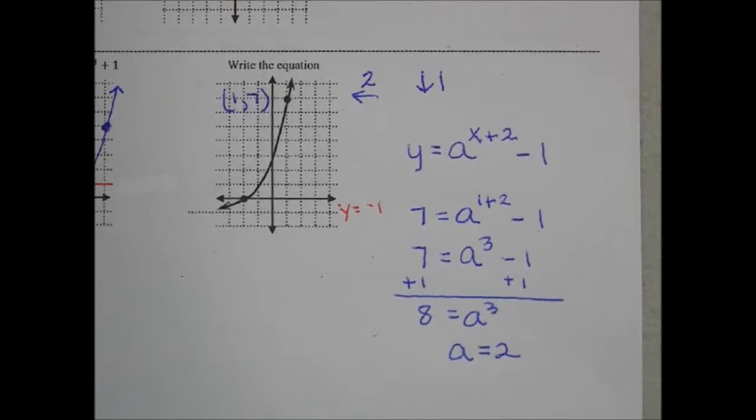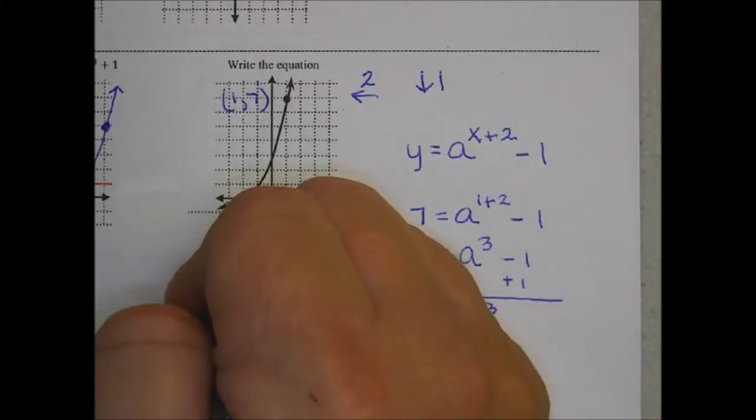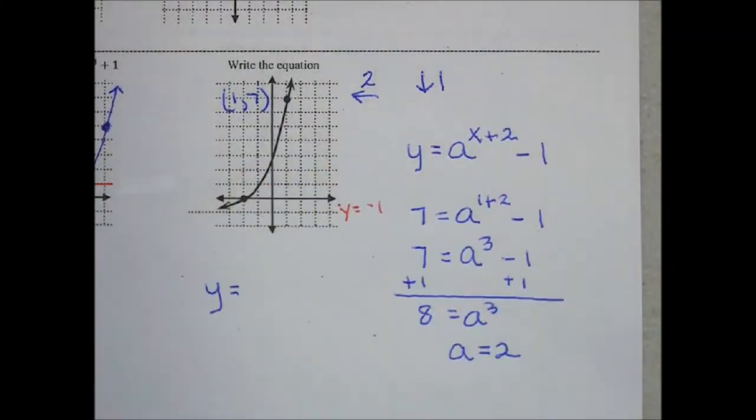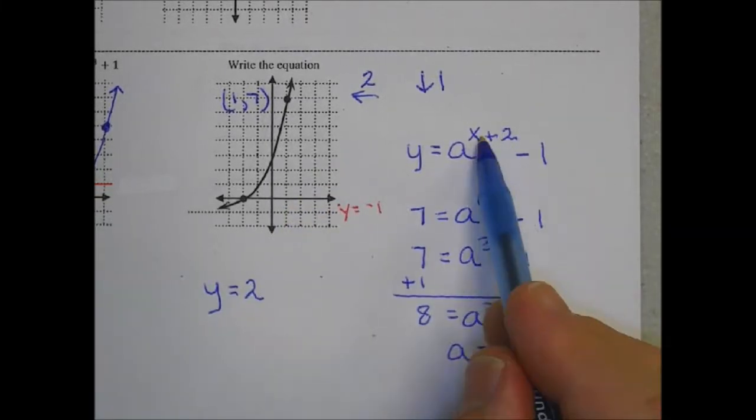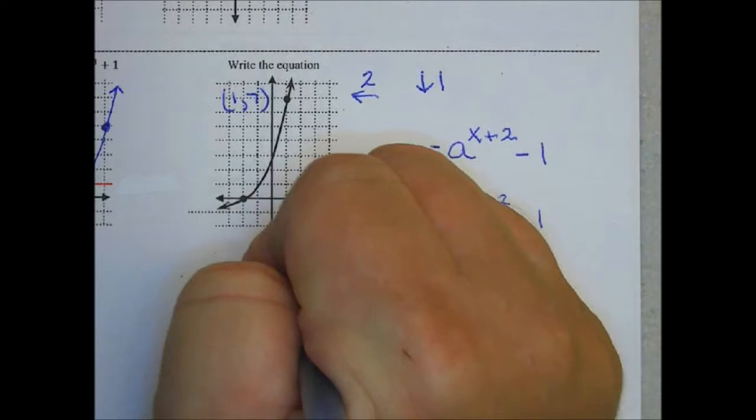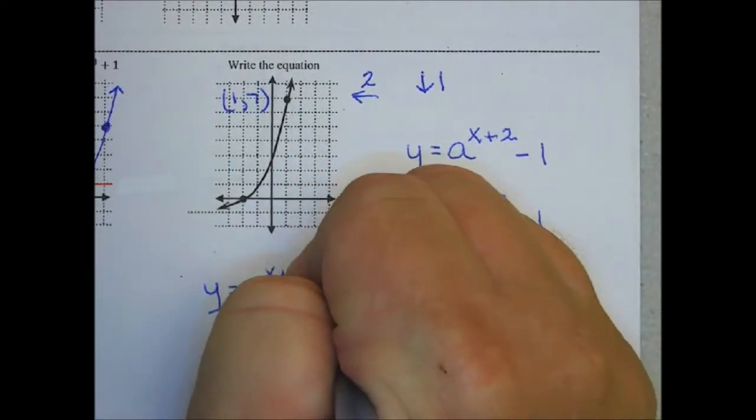So now you know everything about the equation, and you can write the equation. Y equals 2, because that's what my a value turned out to be, raised to the x plus 2 minus 1.